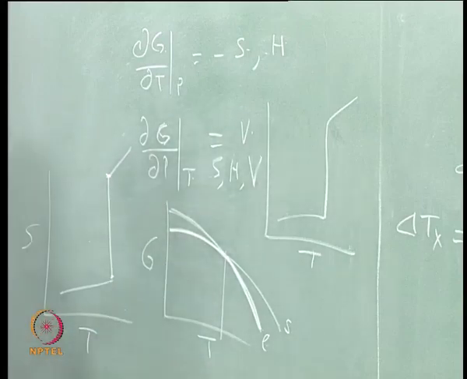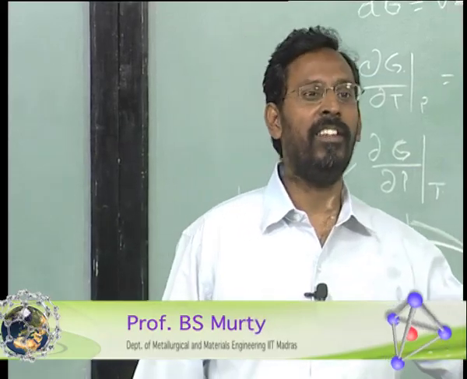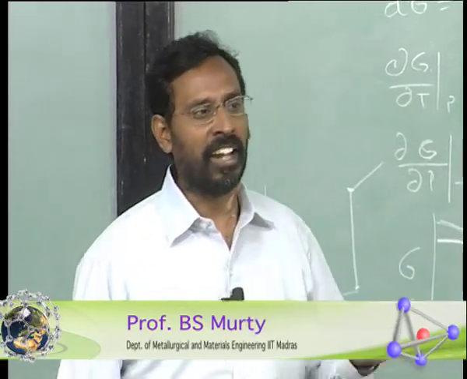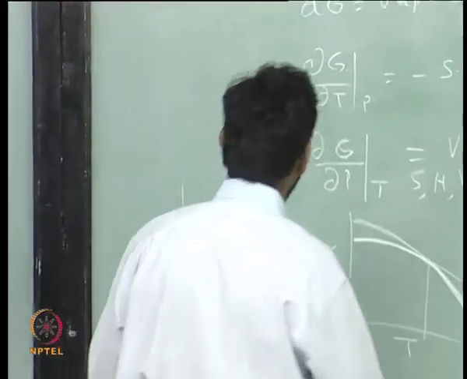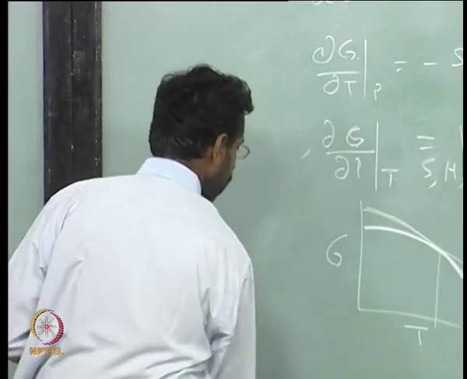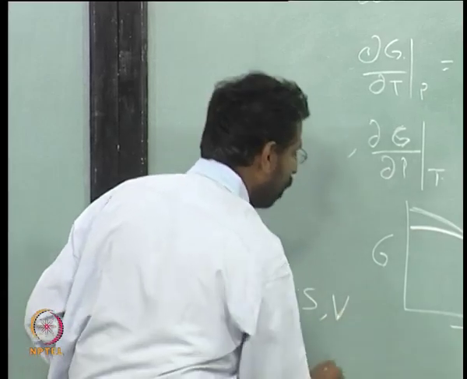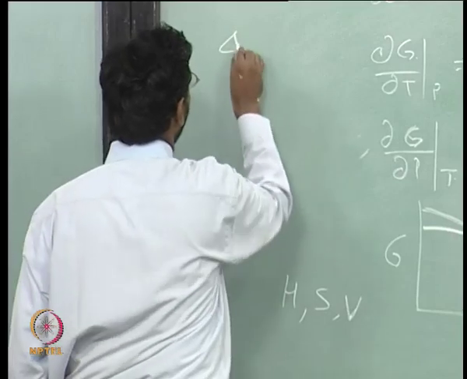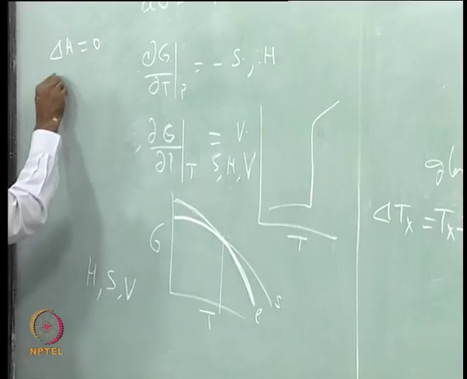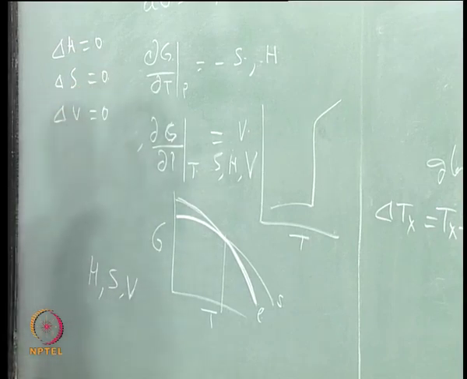Now if I say a second order transition, a second order transition is that transition where the first differential is continuous while the second differential becomes discontinuous. That means the first differential is continuous, that means H, S and V, all of them are continuous. That means delta H should be 0 for the transformation, delta S should be 0, delta V should be 0 for the transformation.